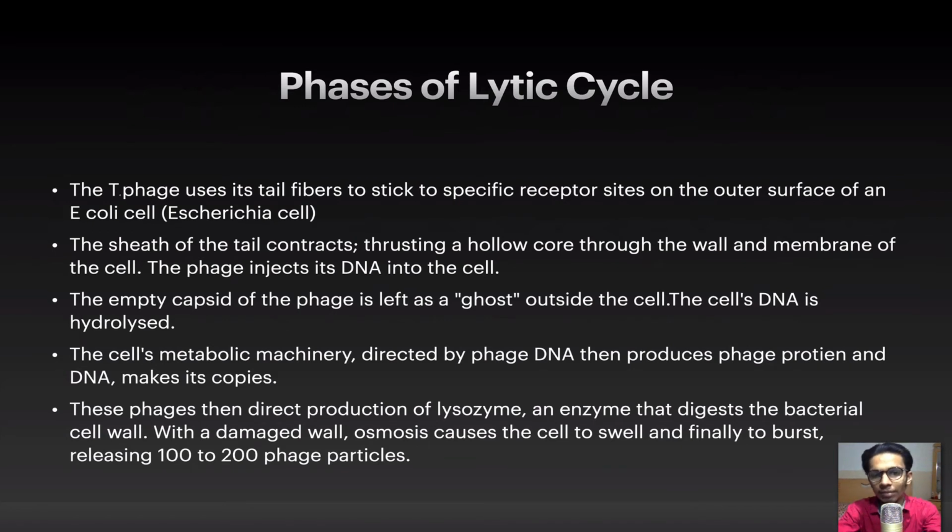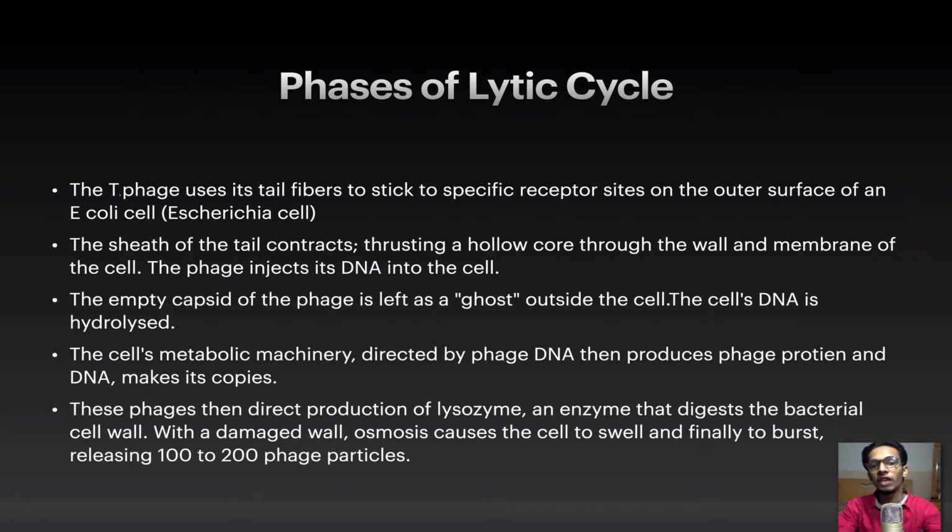The cell's metabolic machinery, directed by phage DNA, then produces phage proteins and nucleic acids and makes copies, which means now the DNA injected inside the cell plays its role and makes new DNA for a new phage, because the phage has to reproduce. So it makes protein and DNA for the phage, which is the virus, and makes its copies. These phages then direct production of lysozyme, an enzyme that digests the bacterial cell wall.